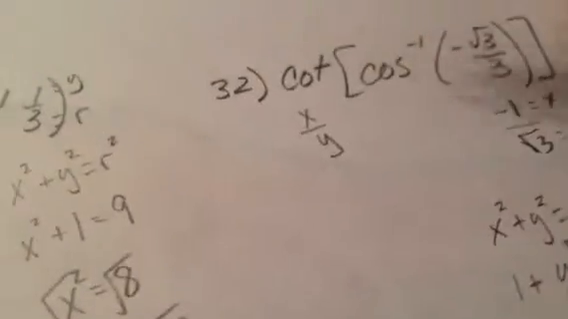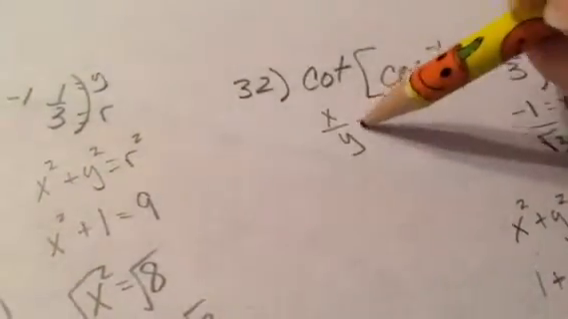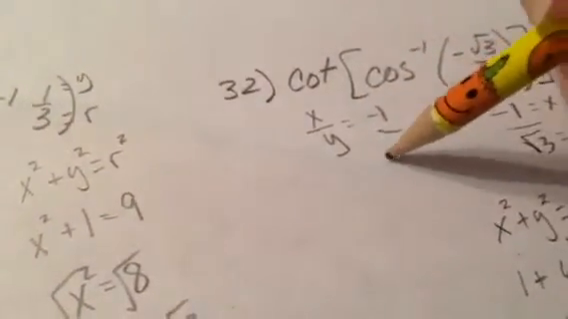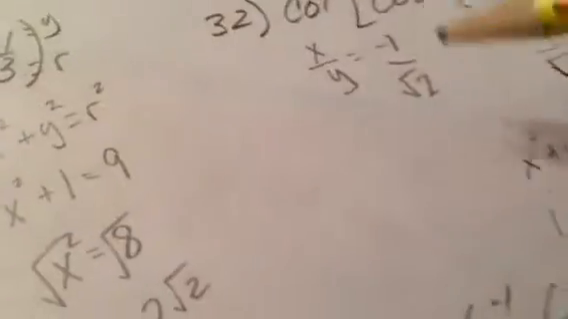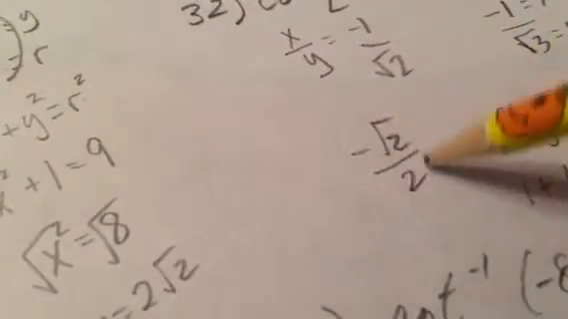So my cotangent would be the x, which is -1, over the y, which was a root 2, and to fix that, I get negative root 2 over 2 as the cotangent.